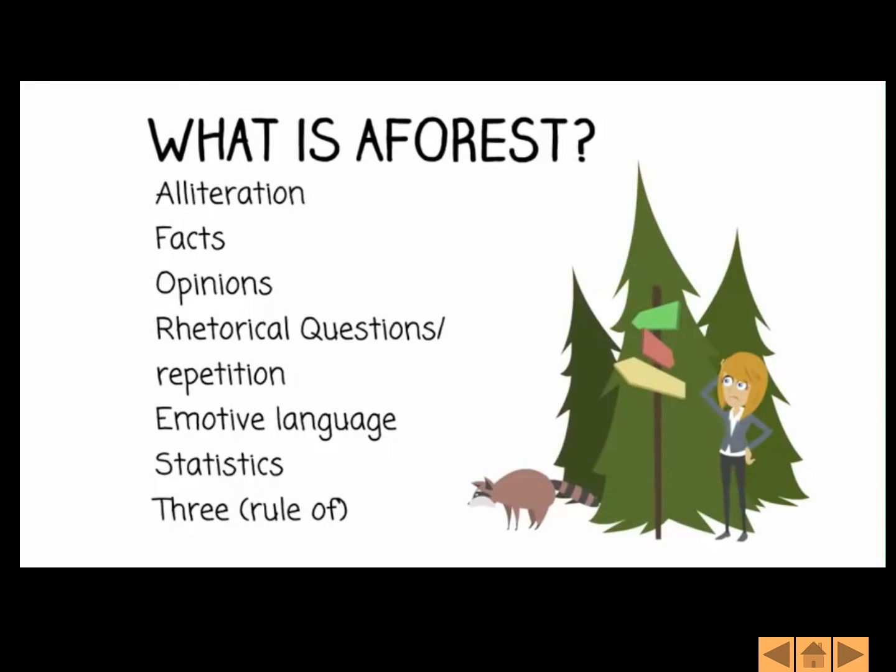So A stands for alliteration, F stands for facts, O stands for opinions, R stands for rhetorical questions, and I've squeezed repetition in there as well. E stands for emotive language, S stands for statistics, and T stands for the rule of 3, which is a bit of a cheat really to make it more catchy, 3 brackets rule of, but you get the idea.